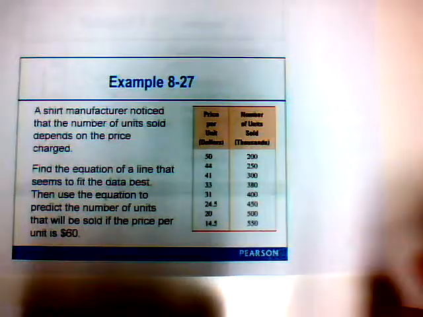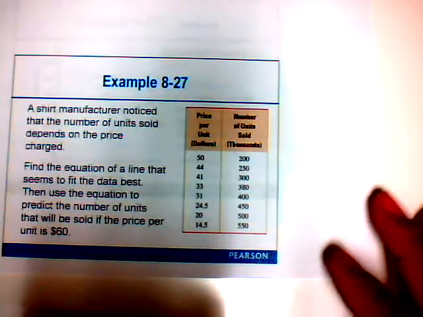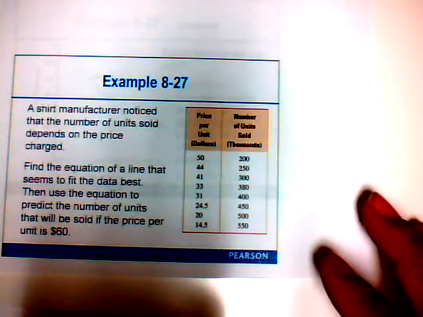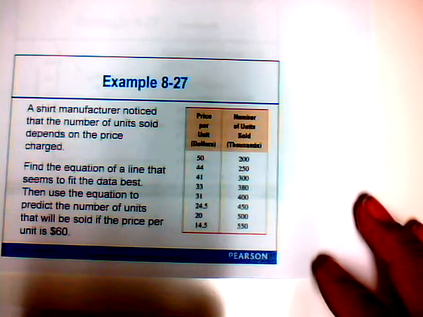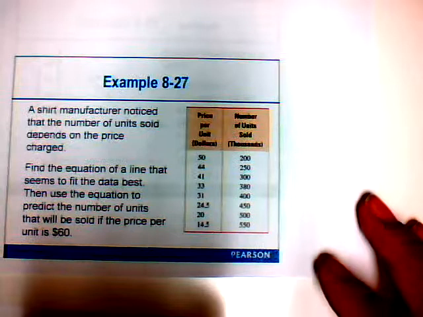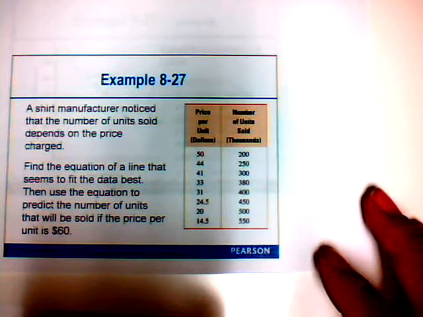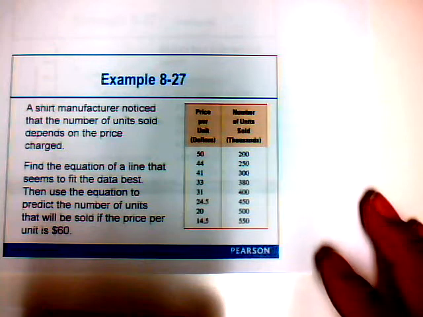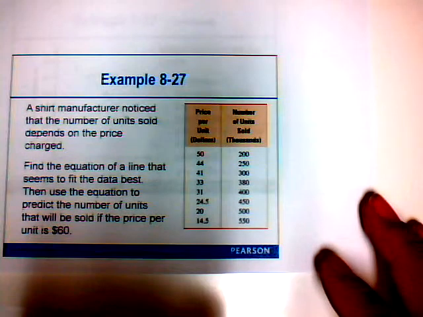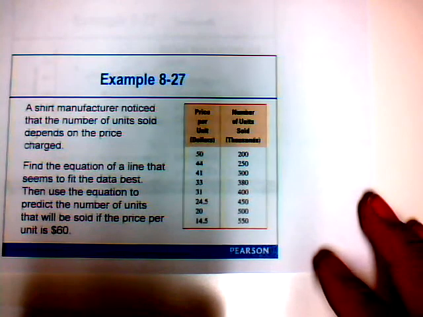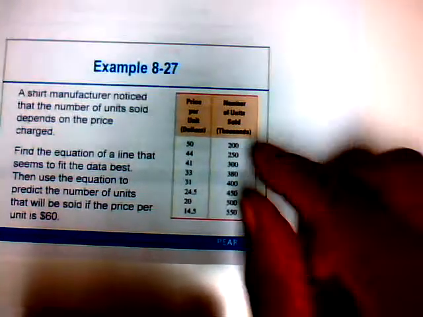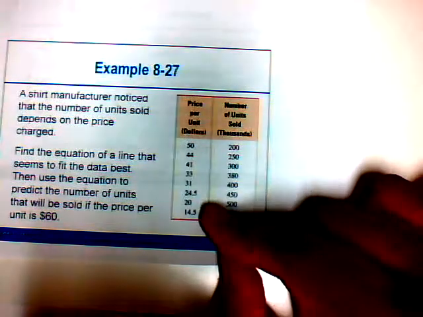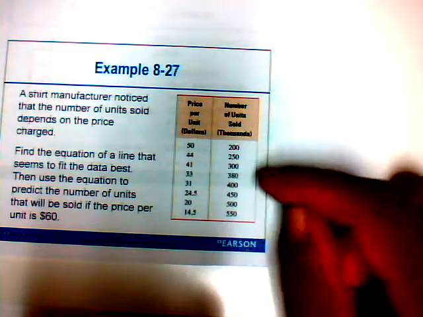Okay, in this example, you have a shirt manufacturer. Notice that the number of units sold depends upon the price charged. Find the equation of the line that seems to fit the data best. Then use the equation to predict the number of units that will be sold if the price per unit is $60. So here we have the price per unit, and then the number of units sold.